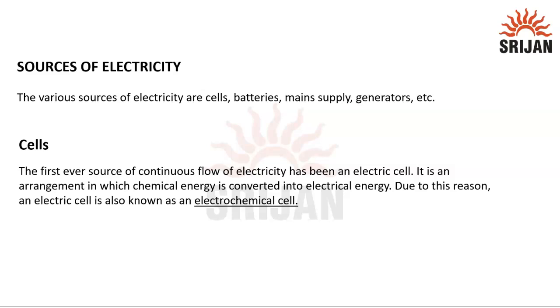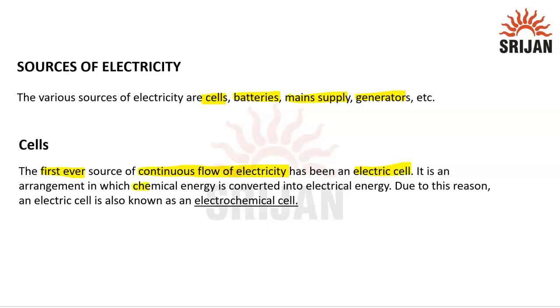In this video, we will learn about sources of electricity. The various sources of electricity are cells, batteries, main supplies, generators. So the first ever source of continuous flow of electricity has been an electric cell.